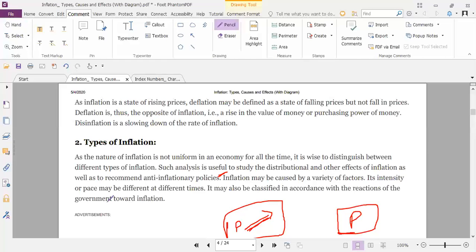Okay, its intensity or pace may be different at different times. So the intensity we just saw, right? According to the intensity or the pace, we saw there were different types of inflations. Then it may also be classified in accordance with reactions of government towards inflation. So how is government reacting to inflation? That is also one of the basis for classification, right?